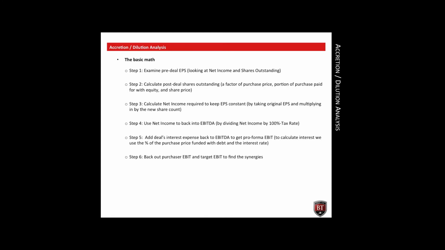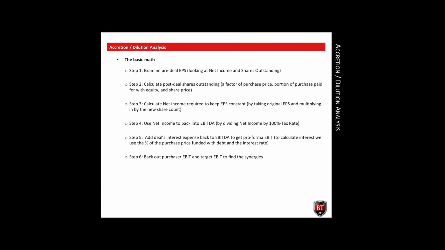Let's take a look at the basic math, and we're going to go through some examples on the next slide. What we need to do is look at a pre-deal earnings per share, so basically a standalone acquirer's net income and its shares outstanding. We're then going to calculate the post-deal shares outstanding. Now that's a factor of a few things: the purchase price, the portion of the purchase price paid with equity, or basically new shares, and the price per share of the acquirer.